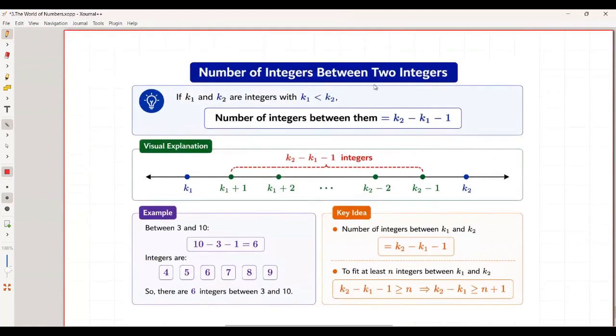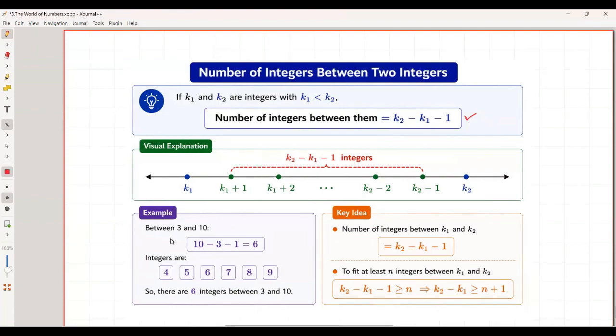The number of integers between two numbers: for example, if K1 and K2 are two integers, and K1 is less than K2, that means K2 is greater than K1. The number of integers between these two is K2 minus K1 minus 1. This is the formula. How do we get this rule? On the number line, you take the first number as K1 and the last one as K2. In between, K2 minus K1 minus 1 integers are there between these two.